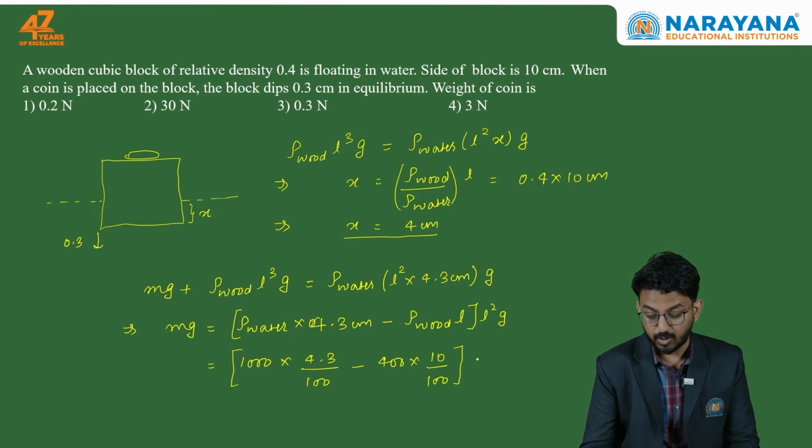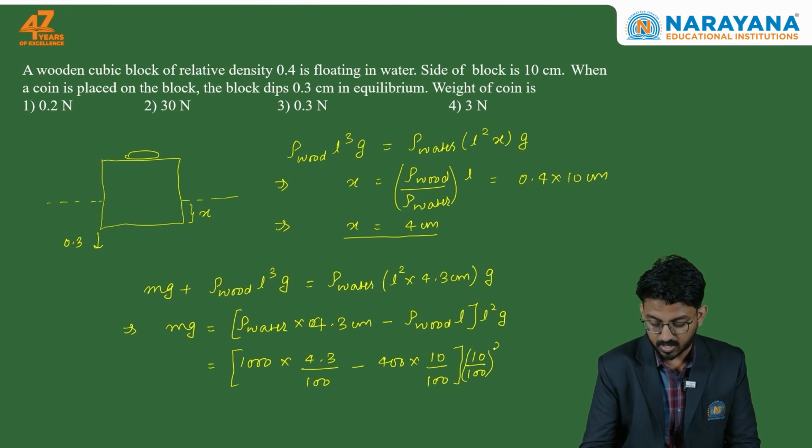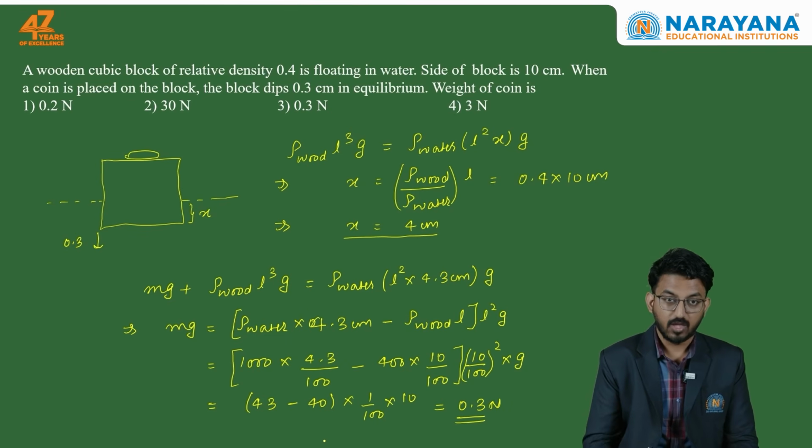Now L square is going to be 100 centimeter square. So I can write it down 10 divided by 100 and convert it into meter and square that, multiplied by value of G, which is 10 here. So weight overall comes out to be 43 minus 40, multiplied by 1 over 100, and G value is 10, which finally gives us 0.3 Newton as the weight of the coin. Going to the next question.